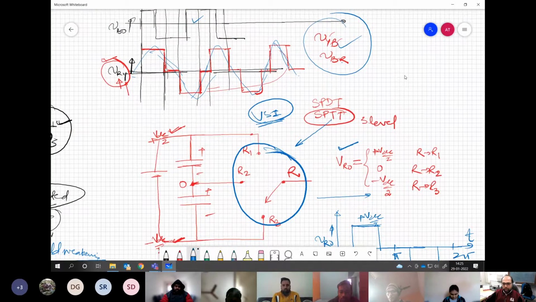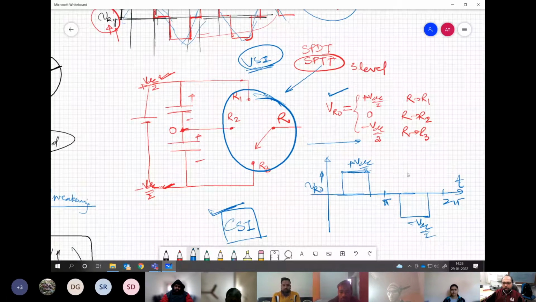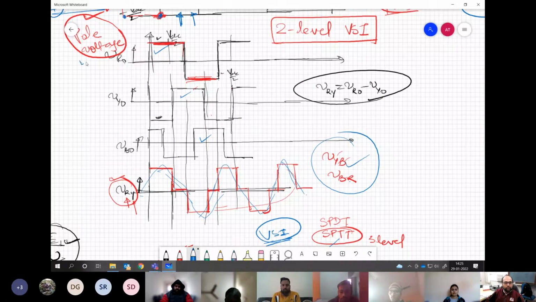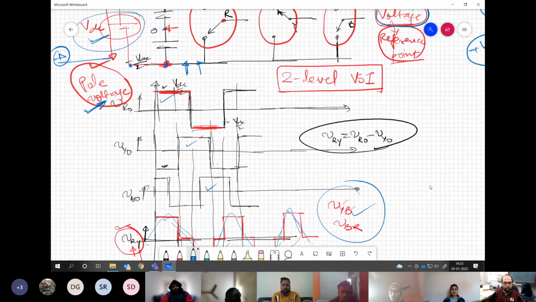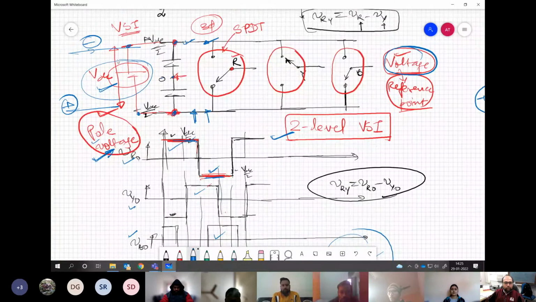And then we saw that we have increased one more level in our output. Earlier we had only two levels. When we say output, we are particularly talking about the output voltage with respect to the capacitor midpoint, which is called pole voltage. So pole voltage VRO, VYO, VBO, all three have only two levels, either plus VDC by 2 or minus VDC by 2. Hence the name two level inverter. And because it is fed through a voltage source or voltage stiff element, say capacitor, this is called voltage source inverter or converter. Both terms are perfectly all right.